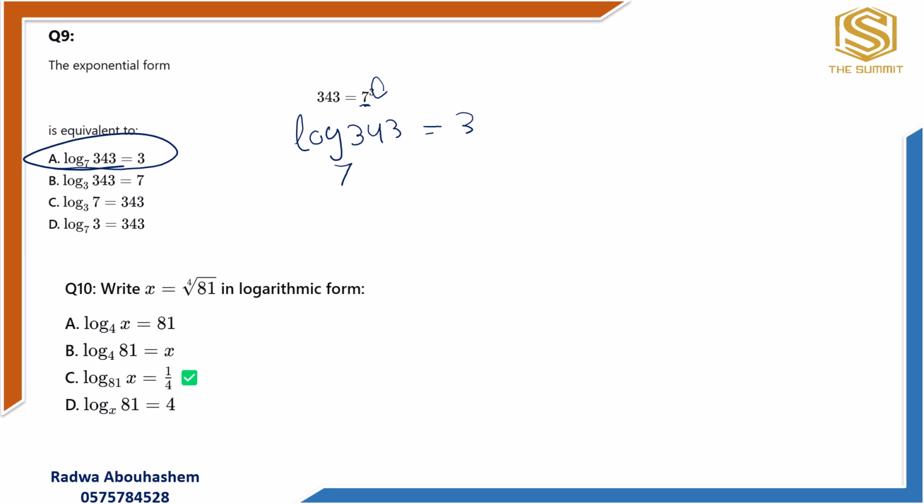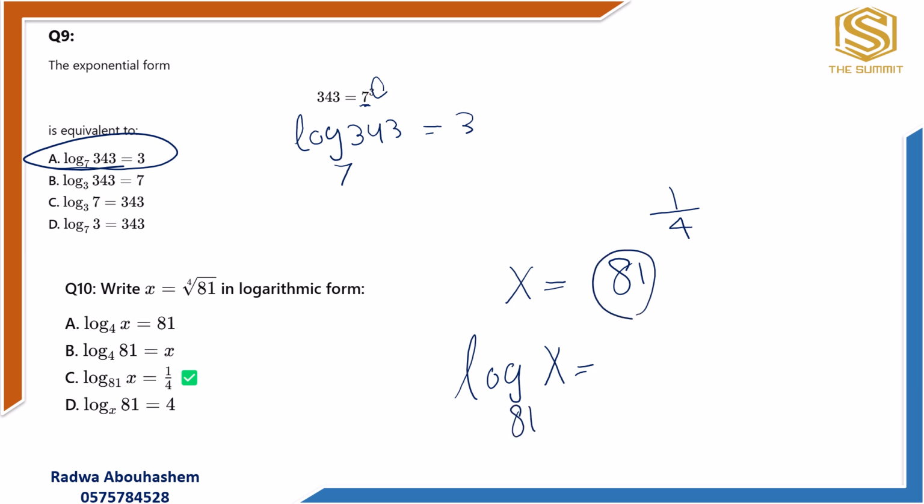Then we have x equal to the fourth root of 81. So this means x equal to 81 power 1 over 4. We're taking the log for the value. So log x to the base of 81 equal to the power, which is 1 over 4.